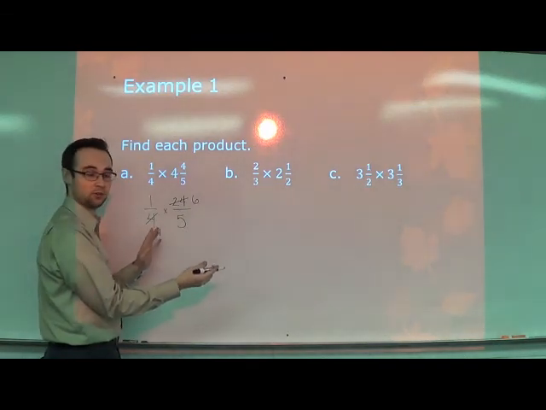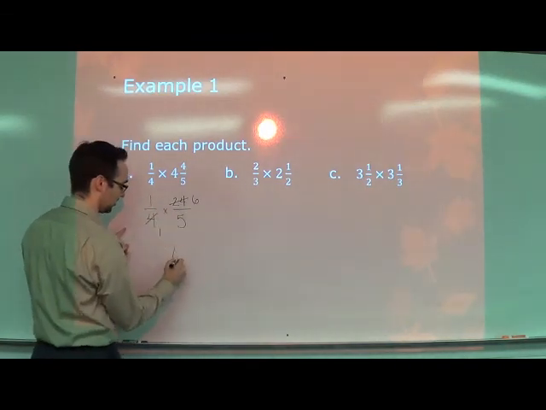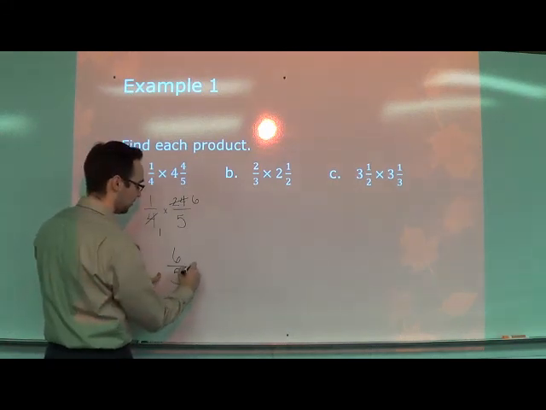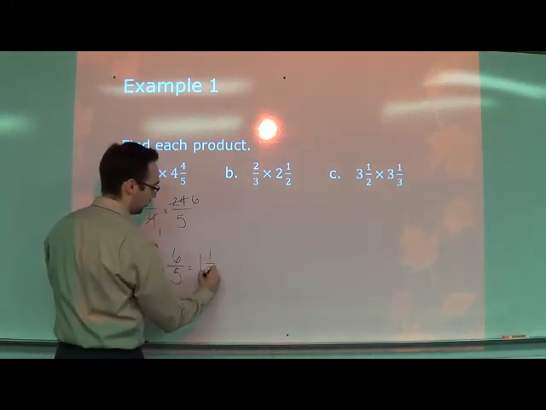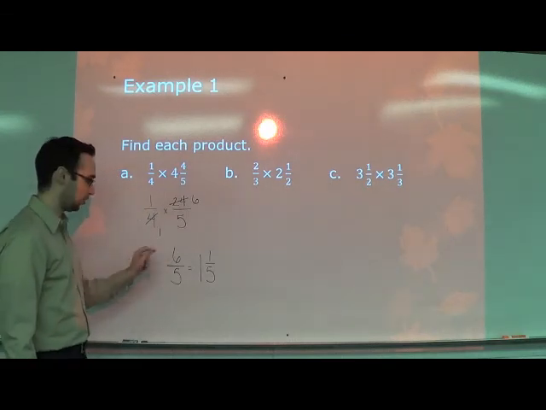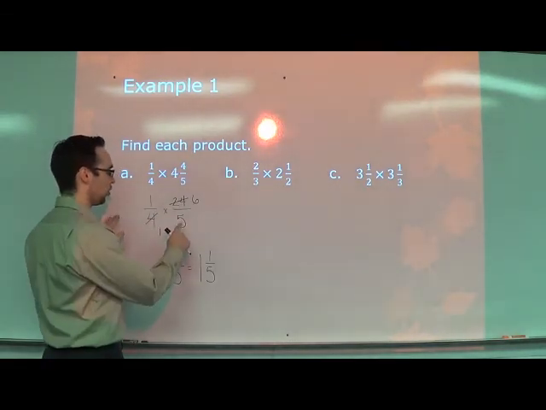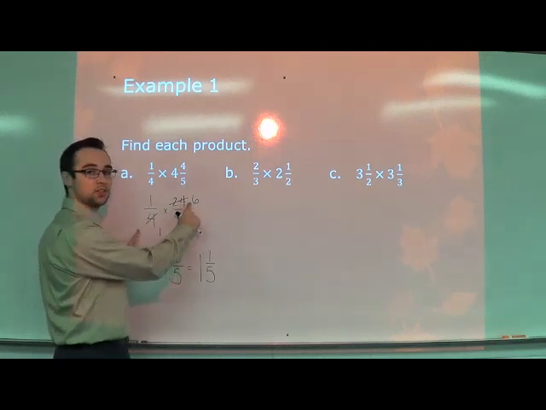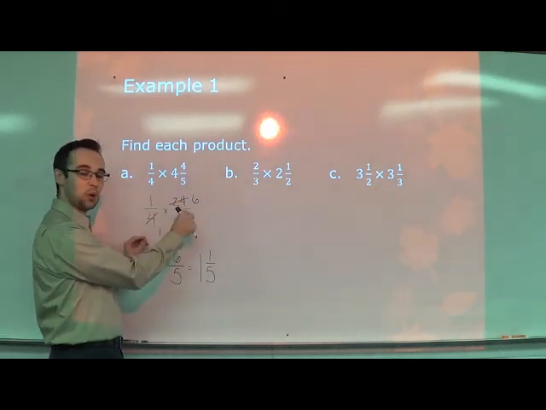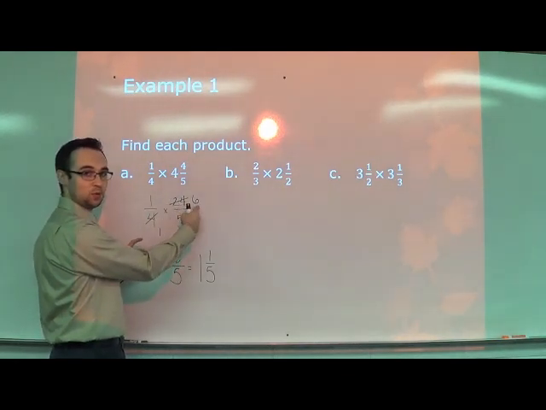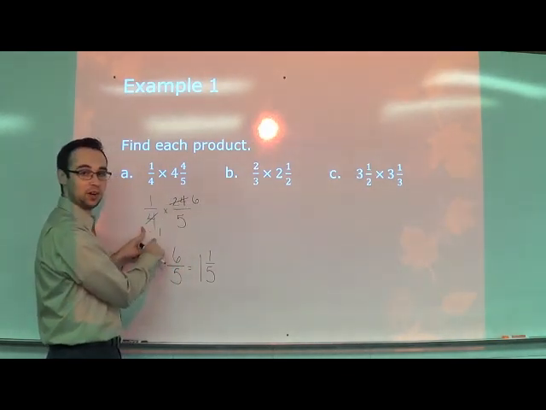Now I multiply straight across. 1 times 6 is 6, 1 times 5 is 5. So my answer is 6/5 or 1 1/5, either way. So again, when you're simplifying before, all you do is you want to take one number from the top and one from the bottom, and they both have to be divisible by the same thing. So here it was 4, 24 divided by 4 is 6, 4 divided by 4 is 1.